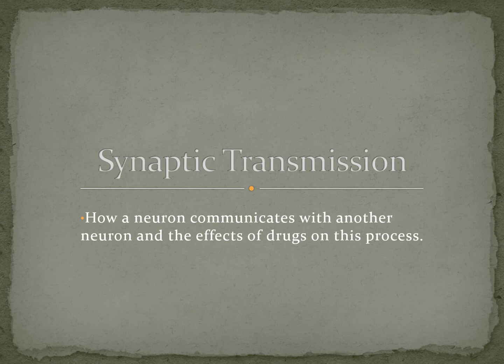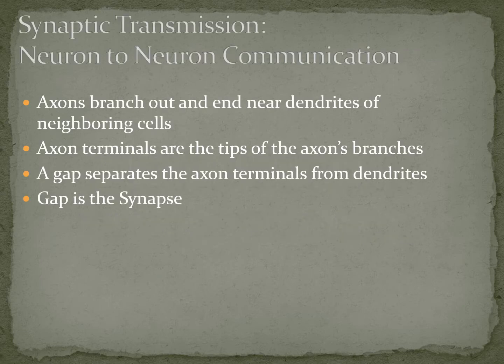Now we will talk about synaptic transmission, how a neuron communicates with another neuron and the effects of drugs on this process. A lot of this is going to be a review of what we just talked about when we talked about the anatomy of a neuron, because I told you the different parts and how they worked. So first, the axons branch out and end near dendrites of neighboring cells.